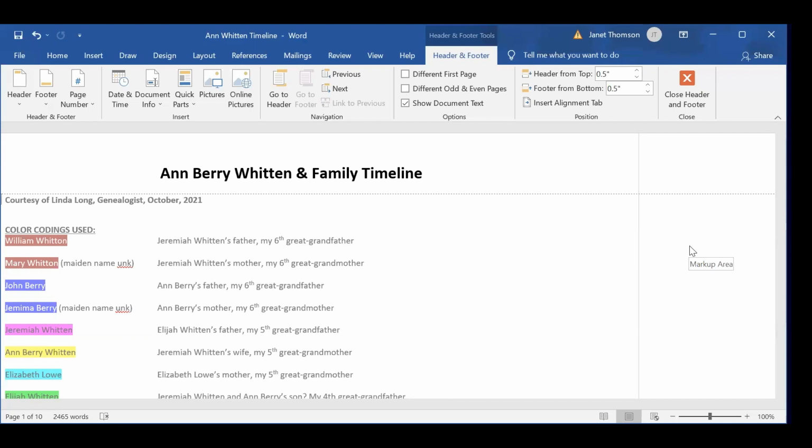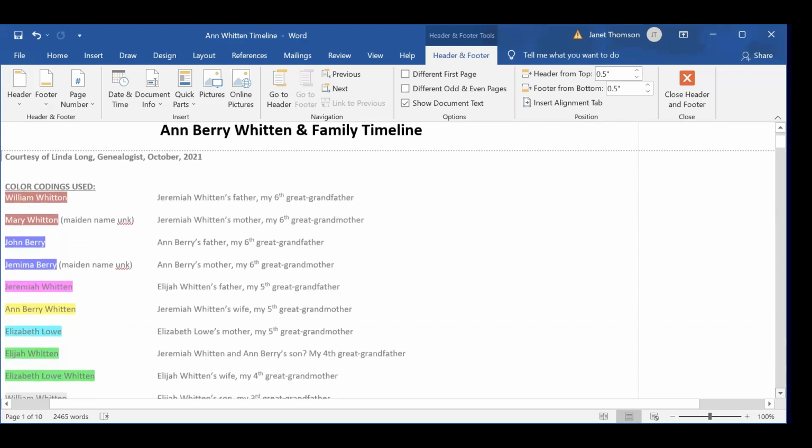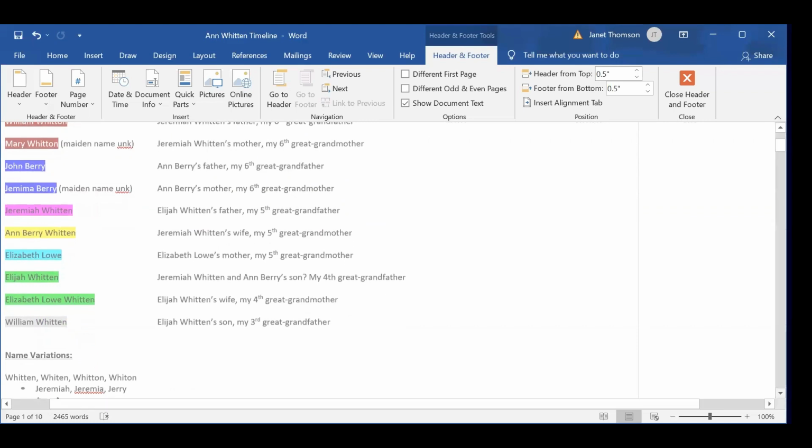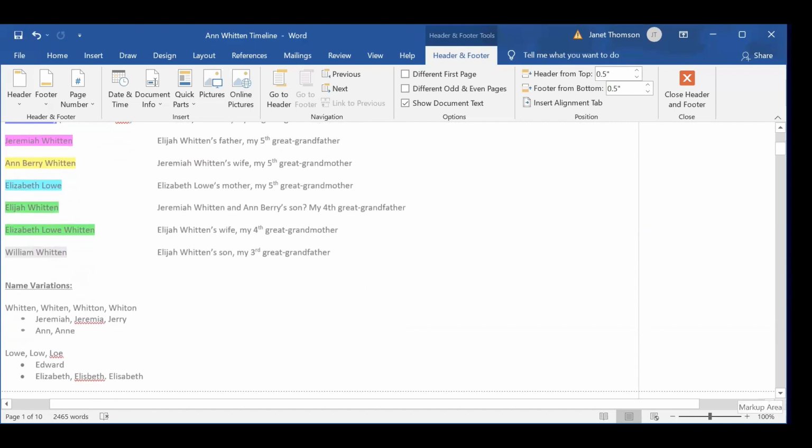And she's done some really valuable things on this document in terms of putting materials down and color coding who the people were that were recorded, that William Whitten and Mary Whitten were her 6th great grandmother and grandfather, and so on down. I'm going to stop talking here in a minute as I ask her some questions about this. But the very first part of this is something that she's done that I think is really wonderful. And that is something else that I think should be in every timeline. And that is where you also record the name variations that you find as you're looking for these families.